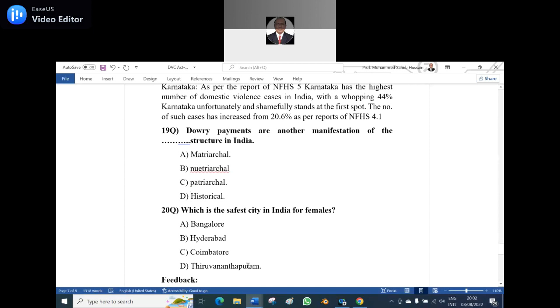Next. The 20th question is, which is the safest city in India for women? Option A, Bangalore. Option B, Hyderabad. Option C, Coimbatore. Option D, Thiruvananthapuram. Wrong. Hyderabad, Option C, wrong. Option C, Coimbatore.